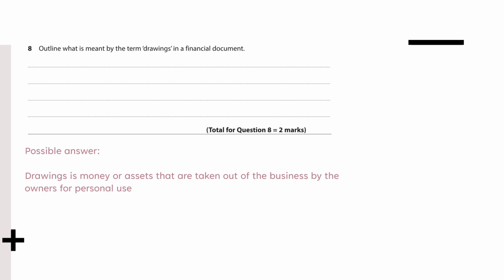Outline what is meant by the term drawings in a financial document. Now this question is 2 marks. So a possible answer that you could give is that drawings is money or assets that are taken out of the business by the owner for personal use.